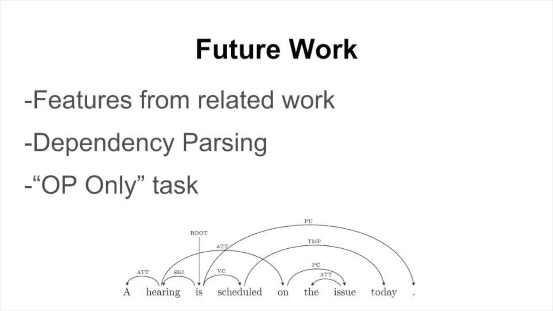So looking ahead, we're going to try to improve our performance on the root reply task by mining other papers that we read for their features. We're going to do dependency parsing. Tan et al. didn't do this at all, so hopefully we can surpass their 65% baseline by using this.